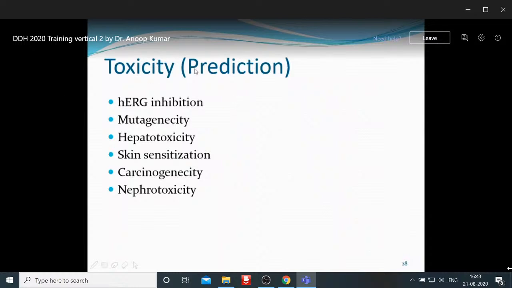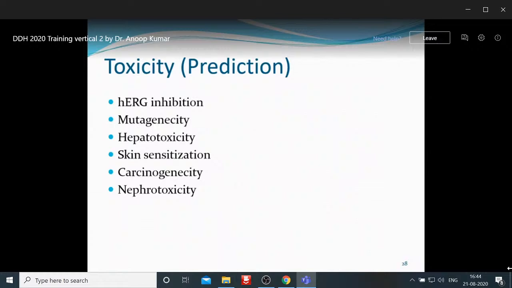You can do this hERG assay under in vitro conditions, so you can verify whether the prediction is wrong or right. But in the initial drug discovery phases, you can predict whether your molecule is going to have an effect on the cardiovascular system, on the heart, whether there will be any adverse effect of that molecule or not. So this hERG is the human ether-a-go-go related gene, and it encodes potassium channels.